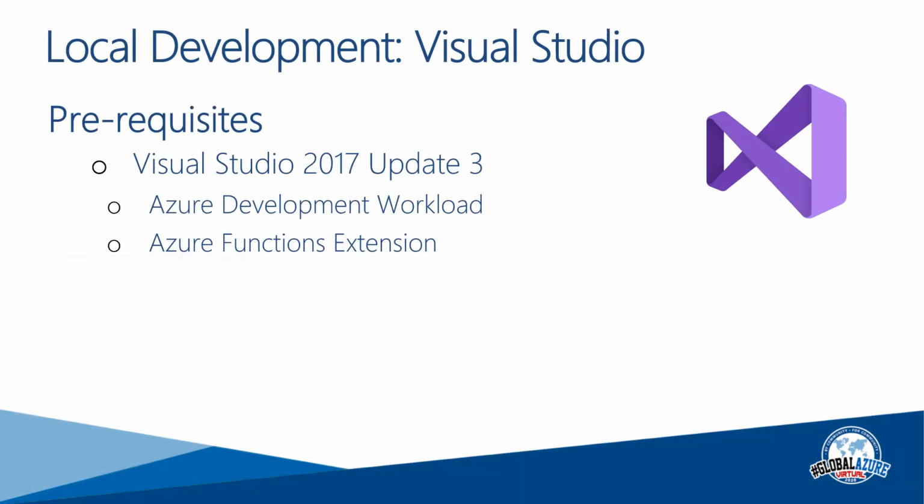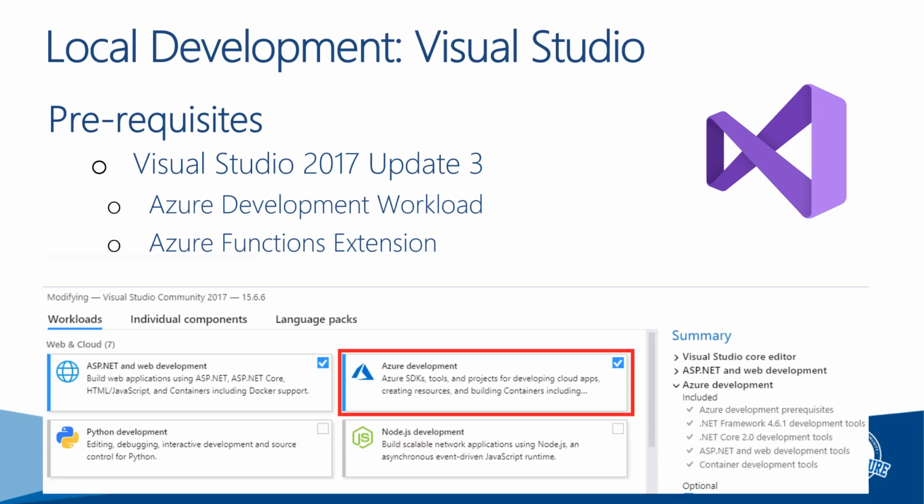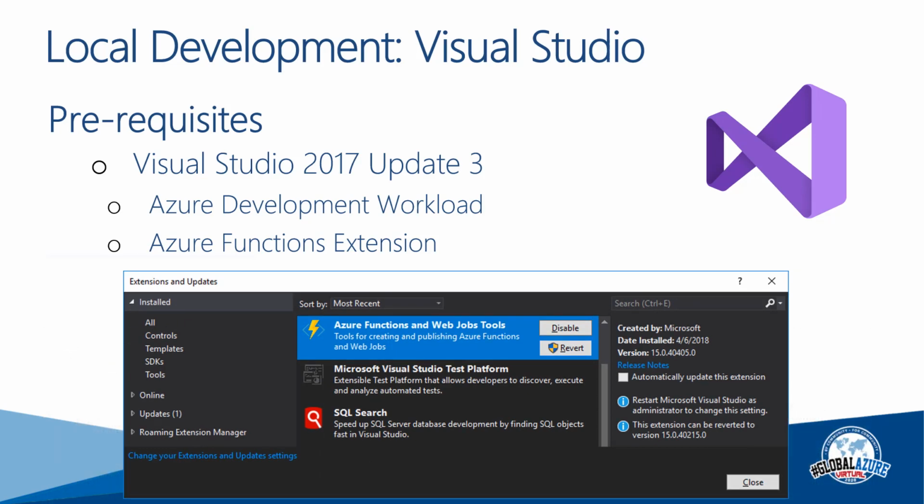So Azure Functions does support local development, and it has support for Visual Studio. The earliest supported version of Visual Studio is Visual Studio 2017 Update 3. And if that's what you're running, then you would need to enable the Azure Development Workload, and you also need to install the Azure Functions extension. However, if you're in Visual Studio 2019, you actually just simply need to enable the Azure Development Workload.